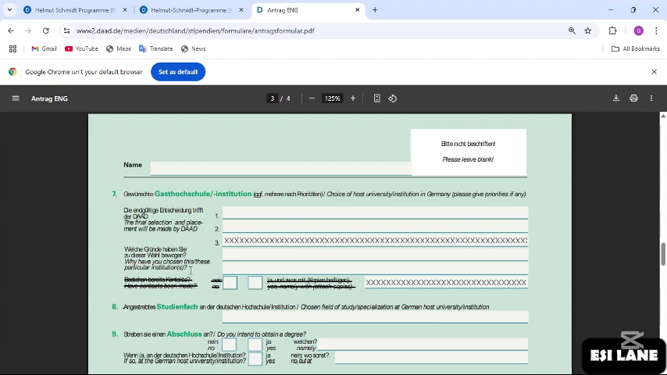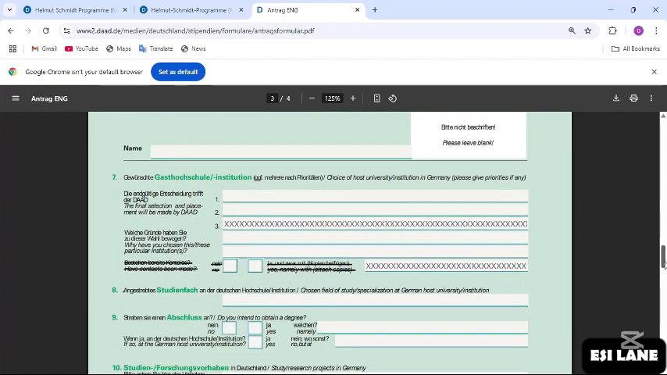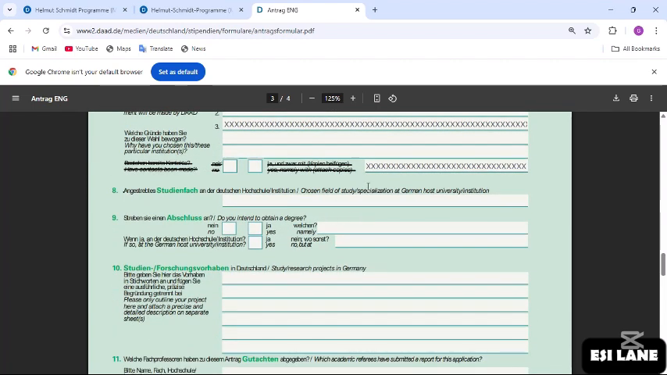Then it says, why have you chosen this or these particular institutions? You write your reason here. Then we move to 8 and it says chosen field of study or specialization at German host university. So you write the field you want to study in. Then here it says you intend to obtain a degree. The name of the degree, you are going to write it here. You're going to first select yes or no, and then you write the name of the degree you are going to apply to. If so, at the German host university or institution, you are going to select yes. This means that are you getting the degree at the host university you wrote above? So you're going to select yes.